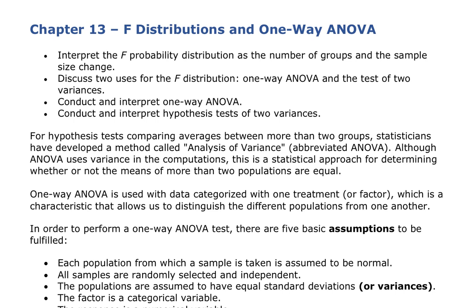In order for us to be able to do the ANOVA test, there are 5 basic assumptions that must be met. Each population from which the sample is taken is assumed to be normal. So the populations are assumed to be normal. All samples are randomly selected and independent. The populations are assumed to have equal standard deviations or variances. The factor that we are looking at is a categorical variable, and the response is a numerical variable.